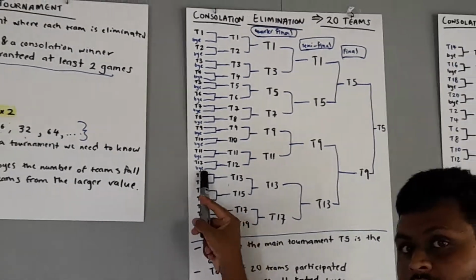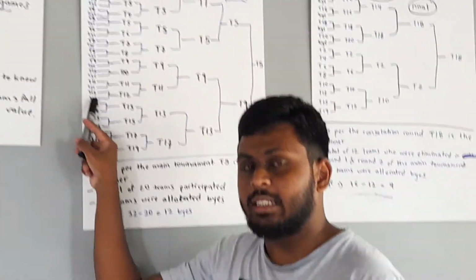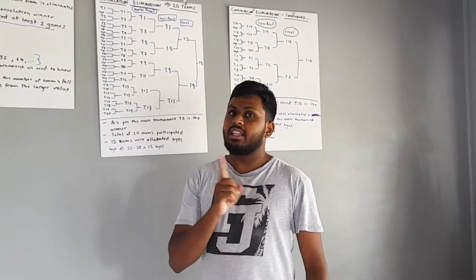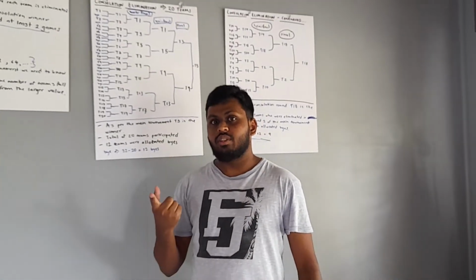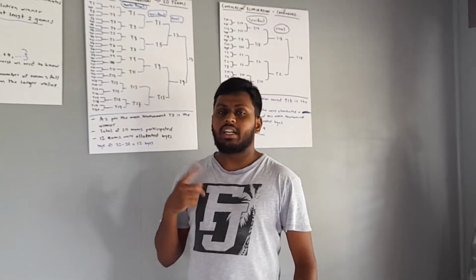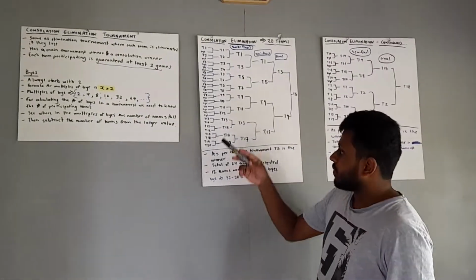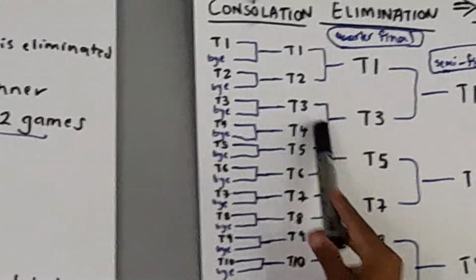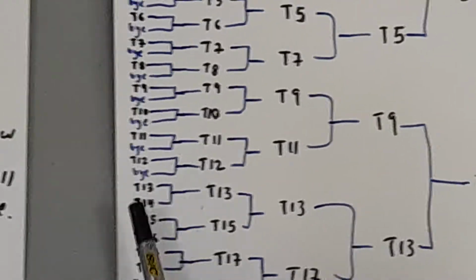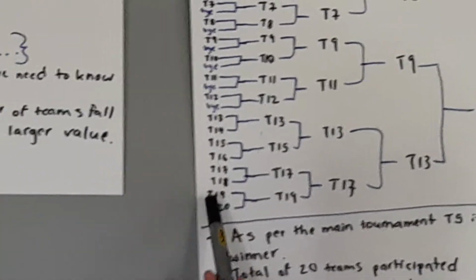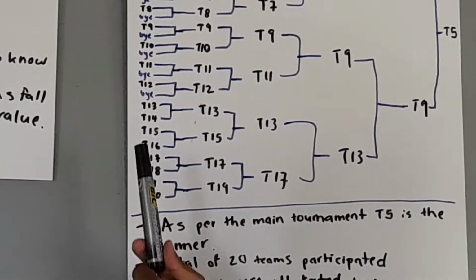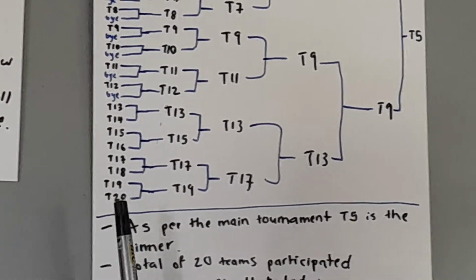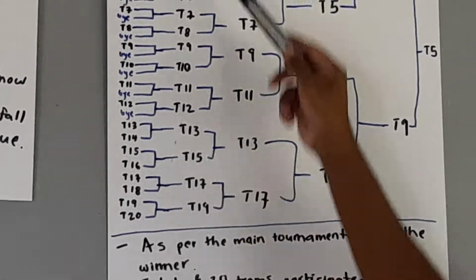When a team is allocated a bye, it simply means that those teams don't play the first round; they are automatically qualified to the second round. Since the first 12 teams are allocated byes, they are automatically qualified to the second round. Now the remaining 8 teams will play each other. Team 13 will play team 14, team 15 will play 16, 17 will play 18, 19 will play 20. And so we'll get the results.